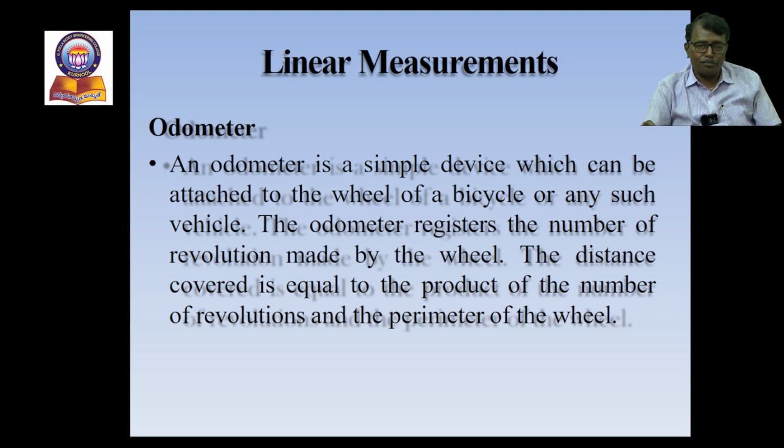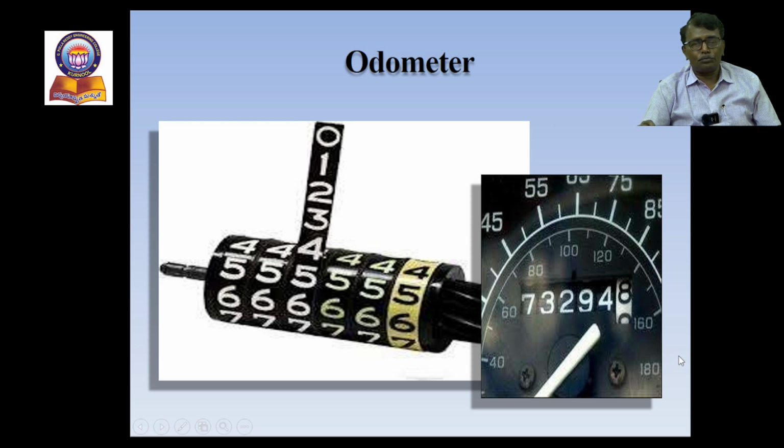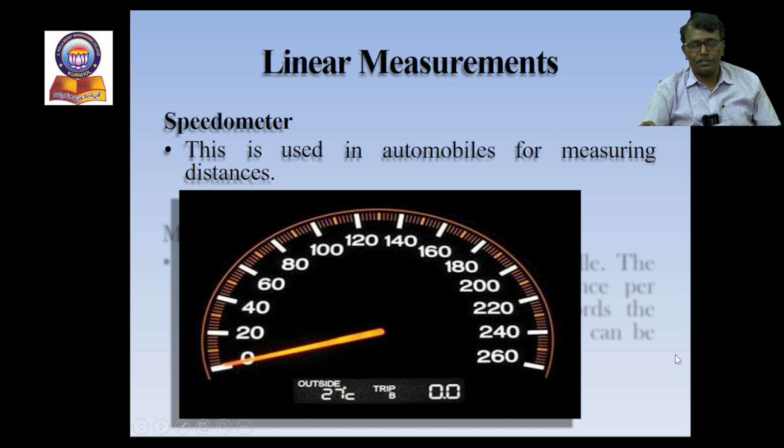An odometer is a simple device which can be attached to the wheel of a bicycle or any such vehicle. The odometer registers the number of revolutions made by the wheel. The distance covered is equal to the product of the number of revolutions and the perimeter of the wheel. So this is an example of an odometer. The last one is a speedometer. This is generally used in automobiles for measuring distances. Also, the velocity of the vehicle can be measured here.